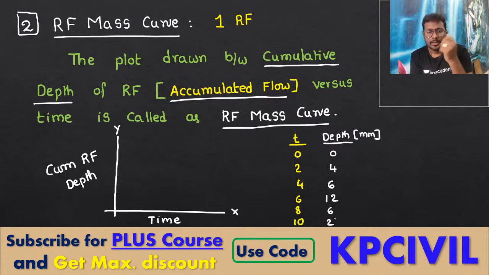Clear? You are plotting the rainfall mass curve from a recording rain gauge. Will the recording rain gauge give several rainfalls' data or a single rainfall's data? You understand the question? Okay, now the data is there.